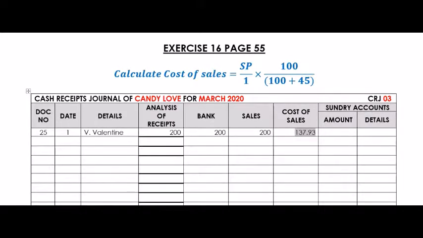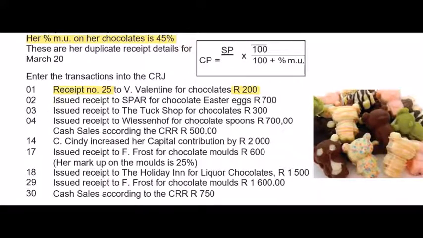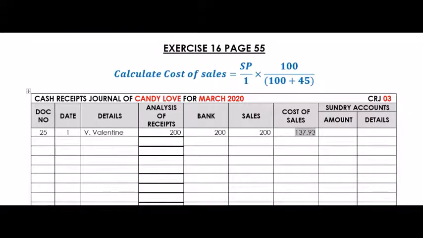The next transaction was on the 2nd. It said issued a receipt. They don't give you the receipt number, but you know that it will be number 26. To Spar for chocolate Easter eggs, 700 Rand. Okay, so receipt number will be number 26. It's on the 2nd. The customer's details is Spar.